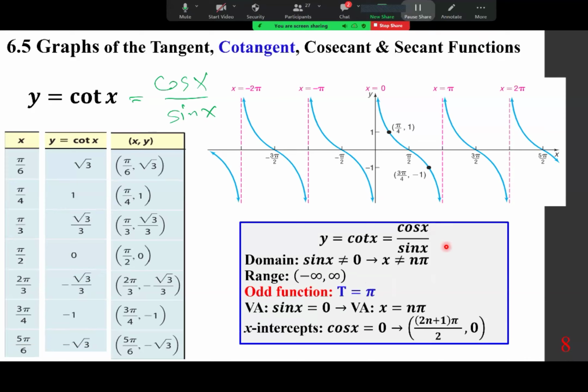Cotangent is cosine over sine. Domain is all real numbers except when sine is 0, which means x can't be n pi. Range is just like tangent, all real numbers, and it's an odd function. The vertical asymptote, as I mentioned, is where sine x is 0, or x equals n pi. The x-intercept happens where the numerator is 0. Cosine is 0 at odd multiples of pi over 2, (2n plus 1) times pi over 2. Okay, pretty straightforward.